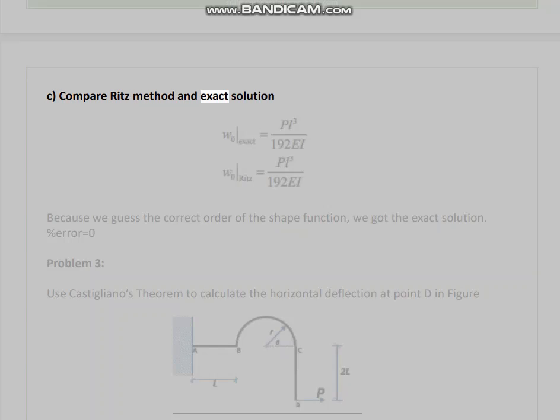C. Compare the Ritz method and the exact solution. Because we guessed the correct order of the shape function, we got the exact solution. Percent error equals 0. Problem 3. Use Castigliano's theorem to calculate the horizontal deflection at point D in the figure.